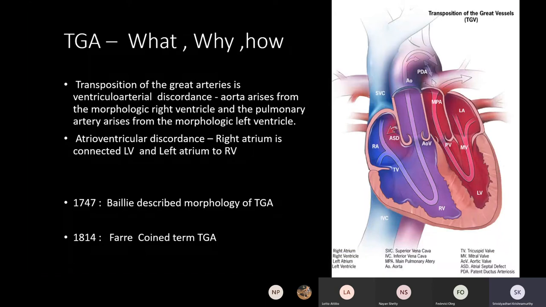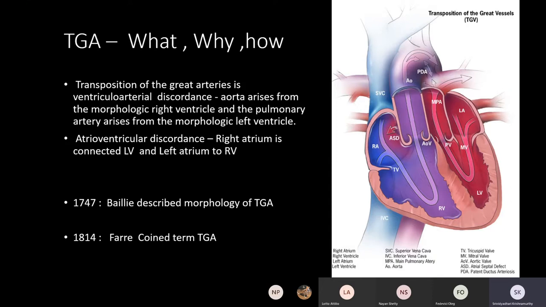So, what is TGA? TGA is defined as transposition of great arteries, where there is ventricular arterial discordance. What it means is that the aorta, as you can see on this figure, is arising from the right ventricle and the pulmonary trunk is arising from the left ventricle.